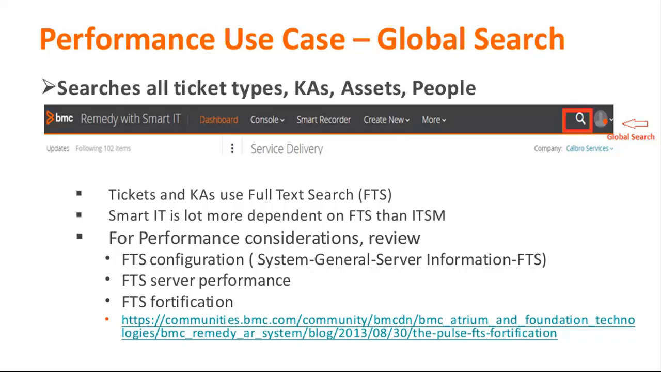When you click the search field, you will see a field where you can type in a string that you're searching for. When you type in a string, it returns tickets, which are all types of tickets: change requests, incidents, work orders, service requests. It also returns knowledge articles, people, and assets. For tickets and knowledge articles, the full text search capability of AR System is used, which is referred to as, in short, FTS.